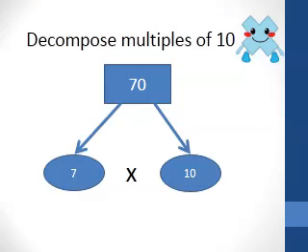Now, how do I decompose multiples of 10? You know that 70 is a multiple of 10. How can I know? Because we have a 0 to the right of the number. So it's a multiple of 10. So 70 is 7 times 10. So we decompose it. We put the numbers on the left side and the zeros on the right side. So it's 7 times 10.